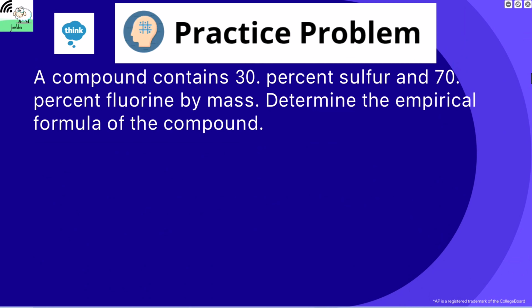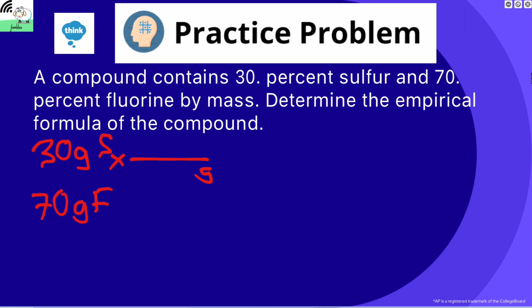So if we take a look at the problem here, it says that a compound contains 30% sulfur and 70% fluorine by mass, and it asks us to determine the empirical formula of the compound. So let's just follow each individual step as discussed previously. Here we read this: 30% sulfur, 70% fluorine. So remember, we assume that our percentages are grams, so we're going to start with 30 grams of sulfur and 70 grams of fluorine. All right, off to a good start there. The next step is to convert those grams into moles. So remember, we're going to utilize the molar mass that's present on the periodic table.